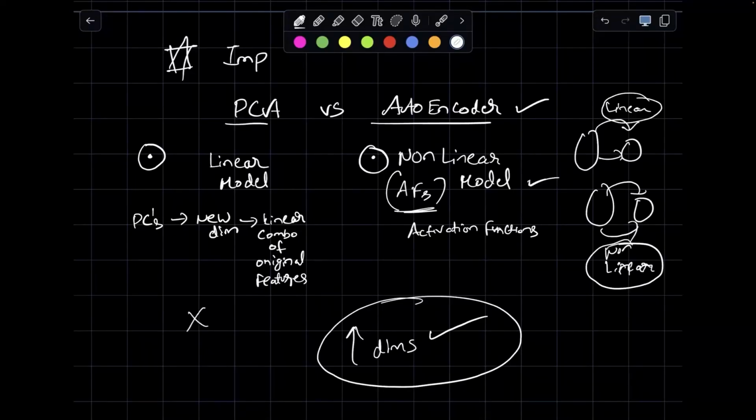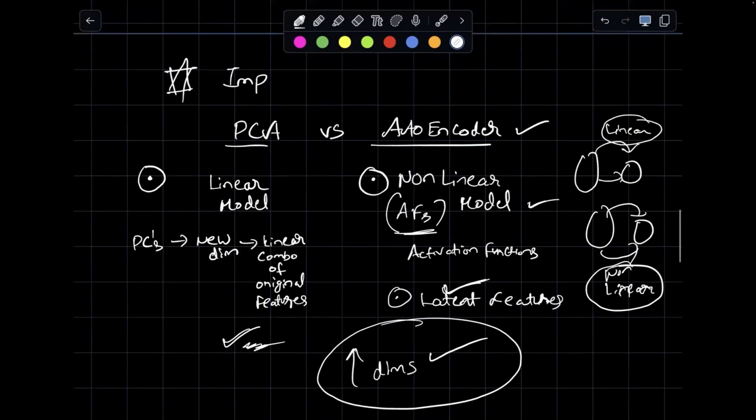Here you cannot see any latent features representation. The only thing you can see directly is principal components, new dimensions. Here also you are seeing new dimensions, but it is acting like a latent representation. That is something that has been discovered. Here it is not like that. Nothing like that. Here I have latent features.